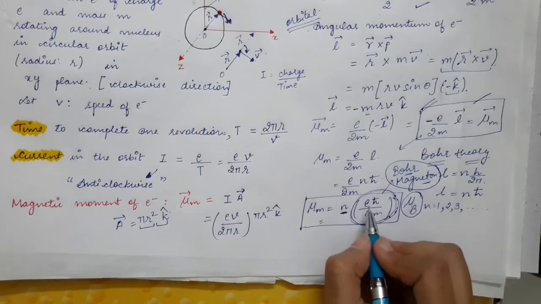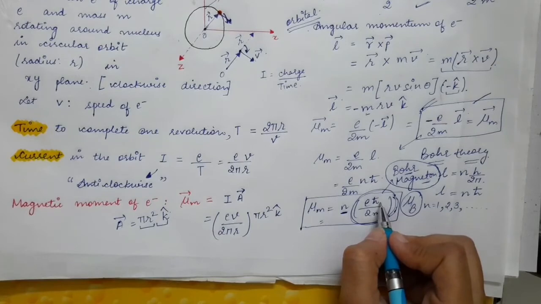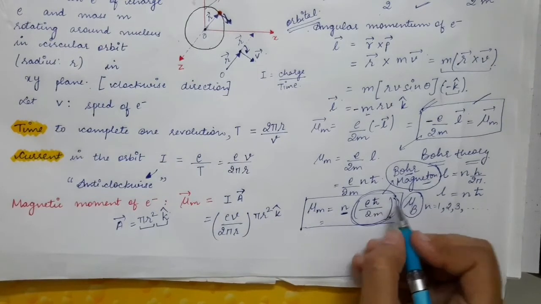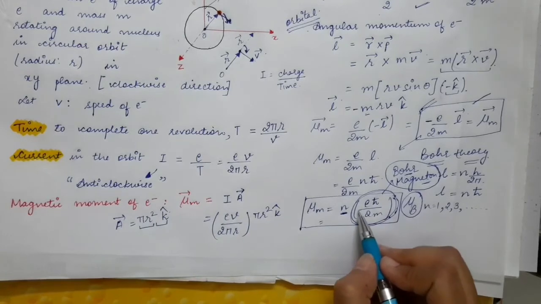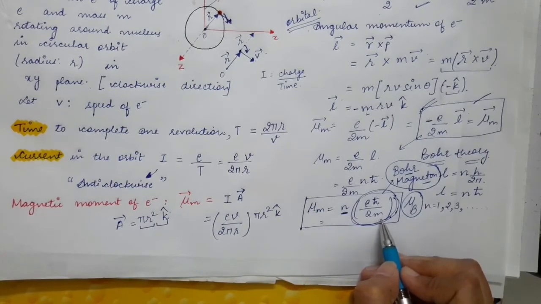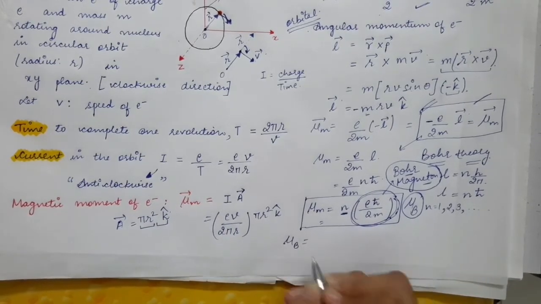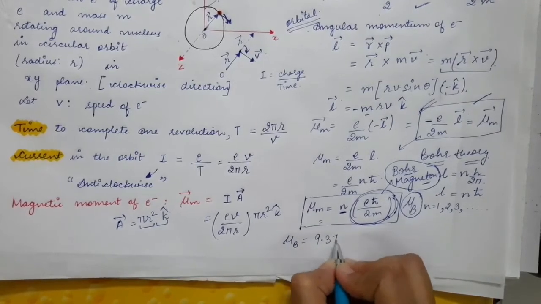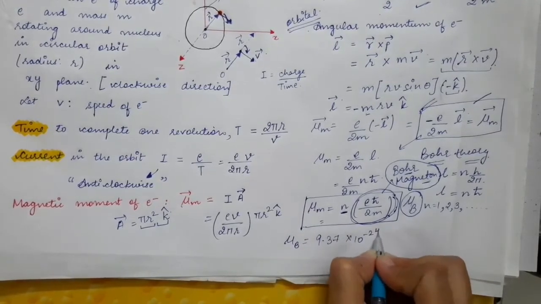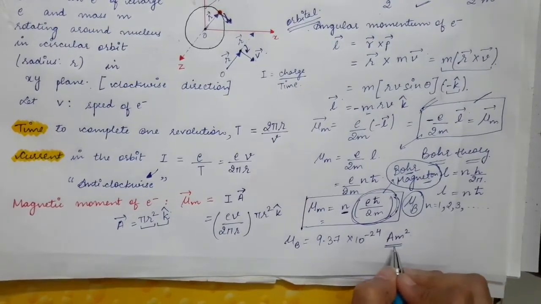When you substitute all these values for the case of an electron, the charge is equal to 1.6 into 10 power minus 19 coulombs. Then h cut, you can calculate its value. h is the Planck's constant, and you have to divide by 2 pi. Then you have to divide by 2 times the mass of the electron. The mass of the electron is 9.1 into 10 power minus 31 kilograms. So when you substitute all these values, you will get the value of the Bohr magneton as 9.37 into 10 power minus 24 ampere meter square. So these are the units of the Bohr magneton.